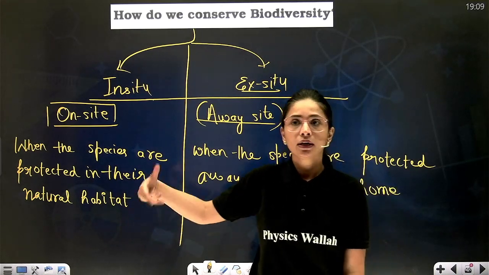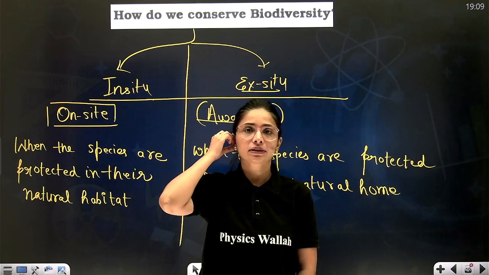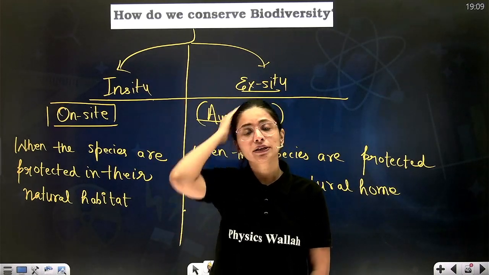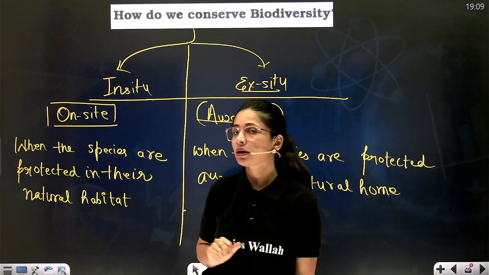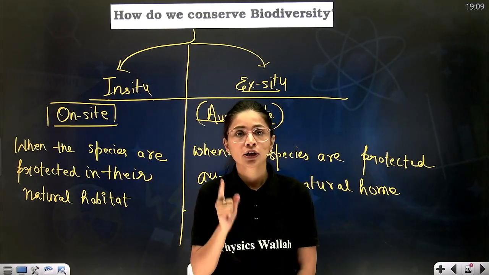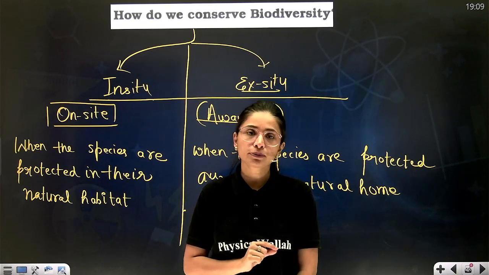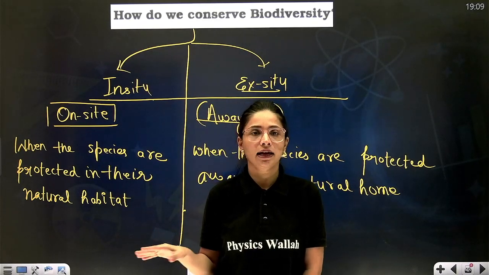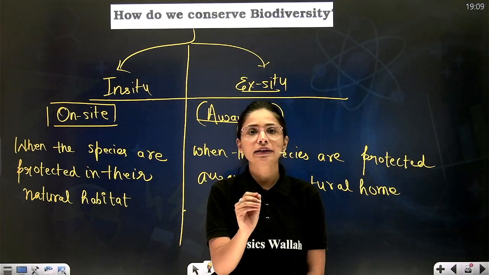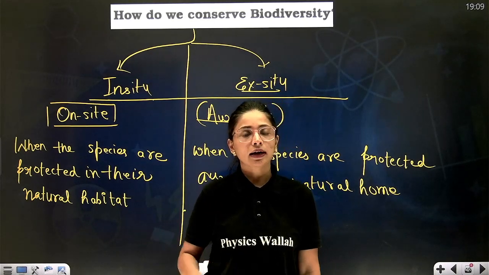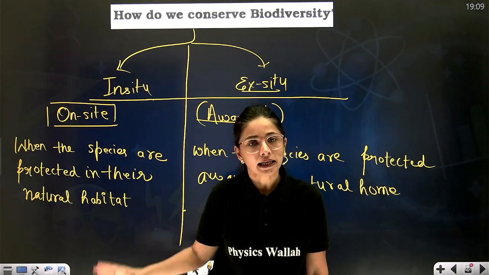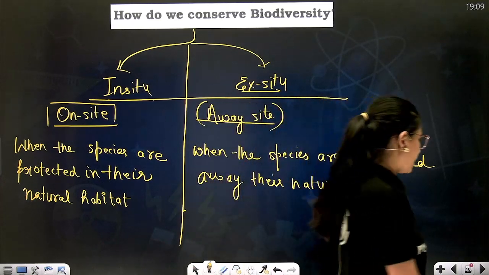In situ, like your national parks, the national sanctuaries, biosphere reserves, sacred groves, hotspots, all these are in situ method of conservation. You just have to read it once from your NCERT and it will be done. Very, very easy. Just read it. I have explained you the concept of what is in situ and ex situ. Nothing more. You just have to remember the data which is given in your NCERT. That's it.